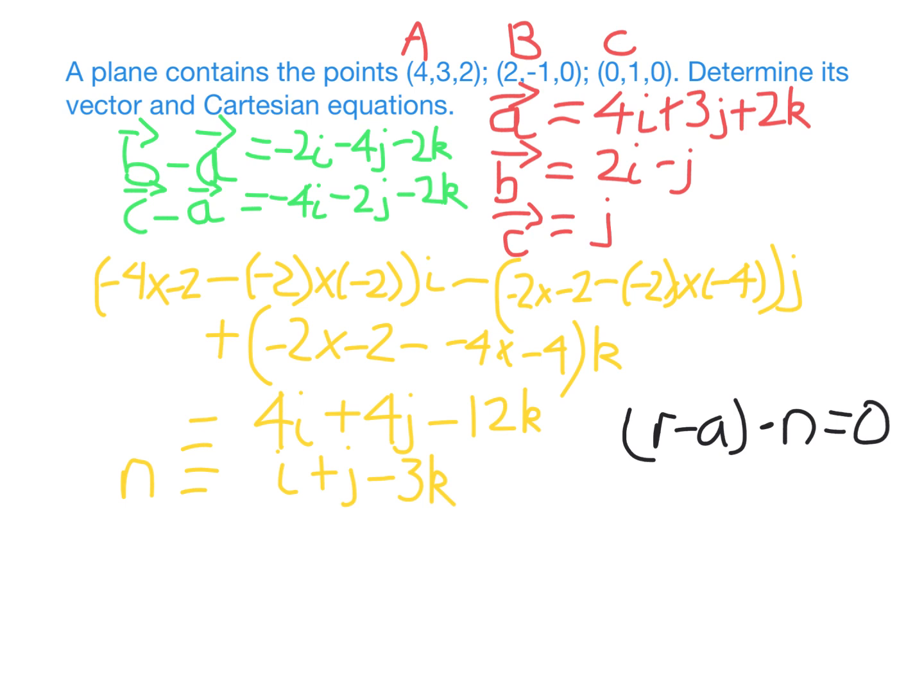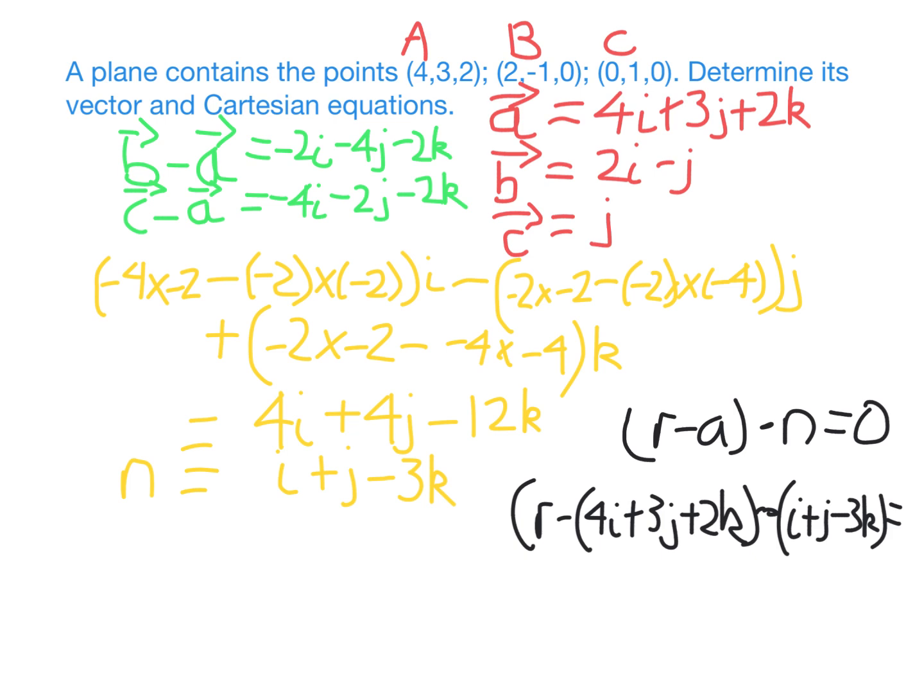For a, we can choose any of the vectors with which we started. We may as well just choose this one here, a. So we have r minus our vector a, which was 4i plus 3j plus 2k, dot product with n, which was i plus j minus 3k. That has to equal 0. And this completely defines the plane that contains these points. Basically, if you want to see whether or not a point lies on this plane, you can substitute its position vector for r and see if this gives you a true statement.